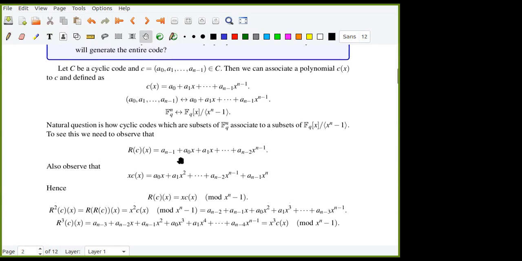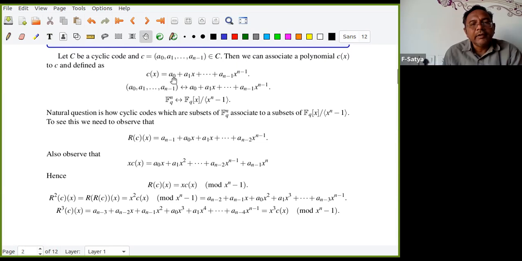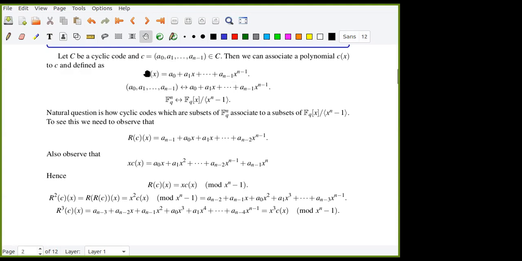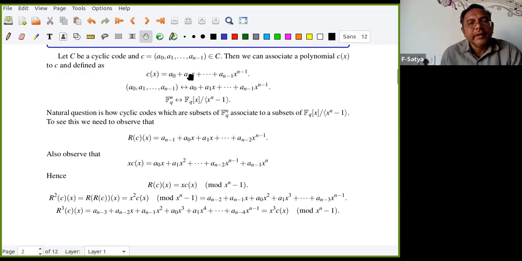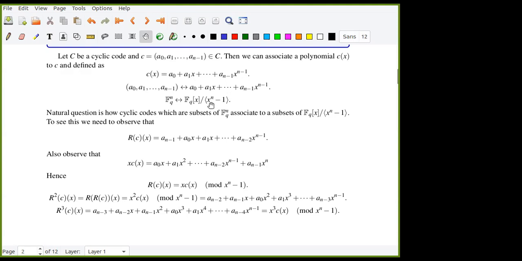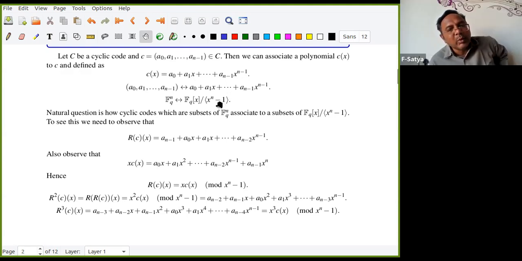Yes, right? But how do I get this directly from this side only? What I do is multiply this polynomial with x. Are you able to see when I'm moving the cursor? Correct. So if I multiply with x, what happens? This is a_0 x, a_1 x squared, and so on. Here I get a_{n-1} x^n. But x^n is how much? It is 1, since we are taking the quotient. x^n minus 1 is nothing but 1.